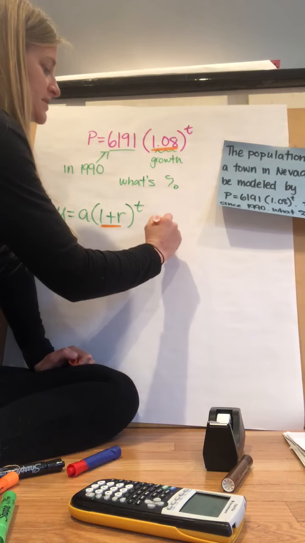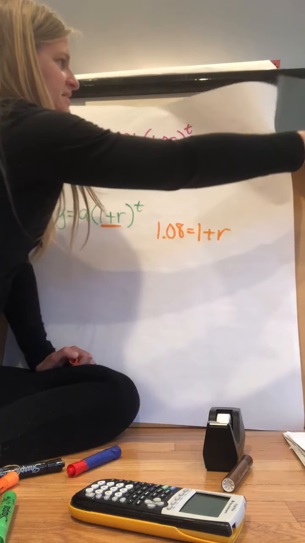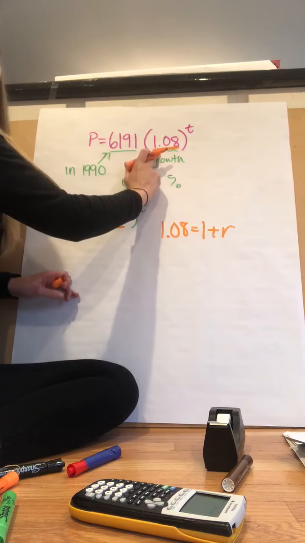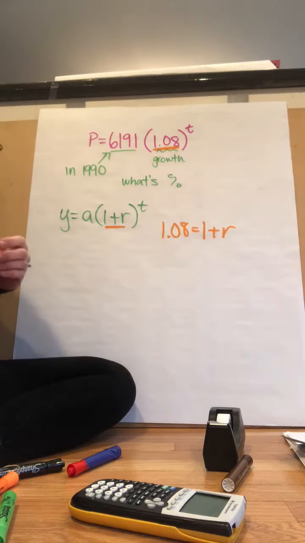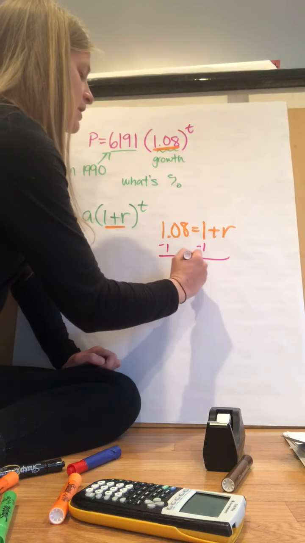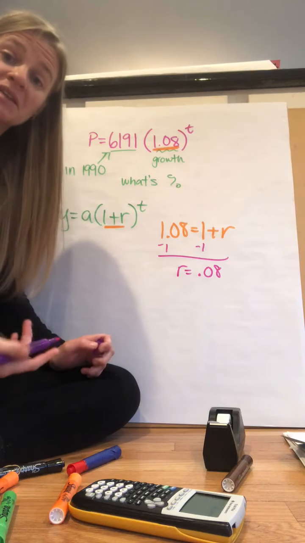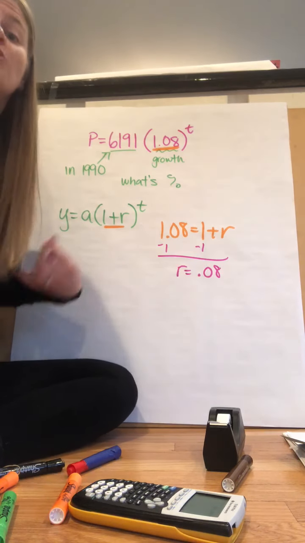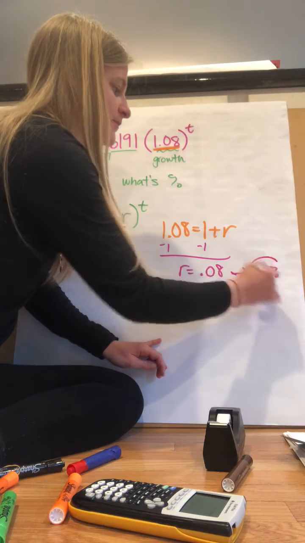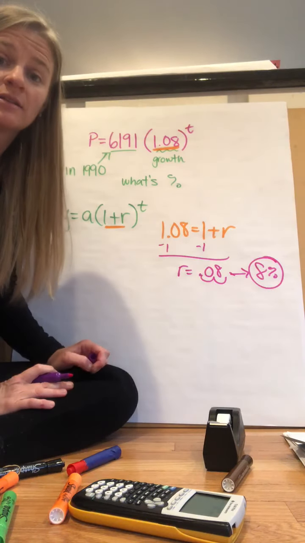So 1.08 is equal to 1 plus R, for those of you that need to see the setup for the equation, right? Inside is 1 plus R. Inside was 1.08, so I can set those two equal to one another. I subtract 1 from both sides, and I get that my R is equal to 0.08. But if you remember, the R had to be expressed as a decimal. There's your decimal. Turn this back into a percent. This is 8%, right? Multiply by 100, that becomes 8%. It's growing by 8%, okay?